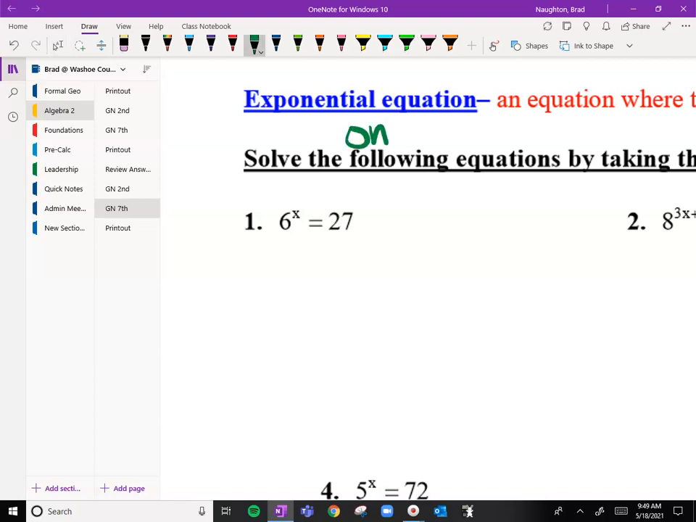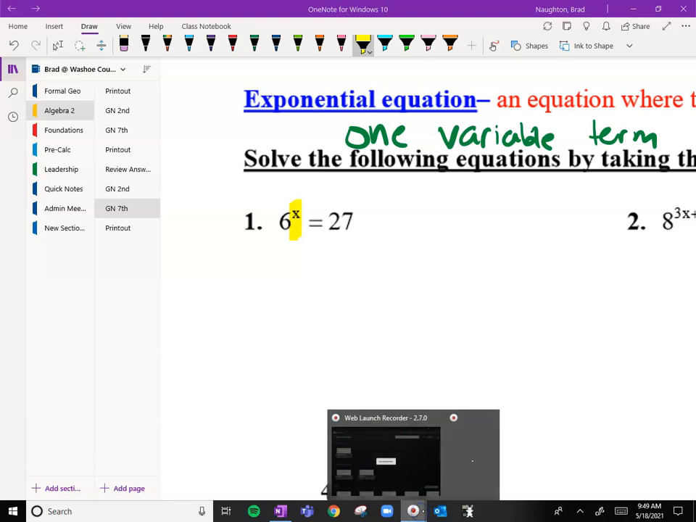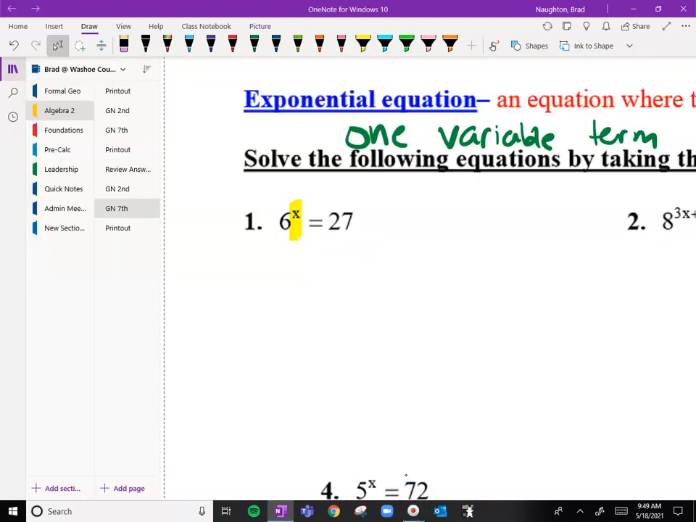But for this part we're really going to focus on an exponential equation where you only have one variable term. That's going to be the start of what we have on this first one. We can see it's 6 to the x. And because it's to the x, most of us want to divide both sides by 6. But that's not what we're going to be able to do here because it's in an exponent.